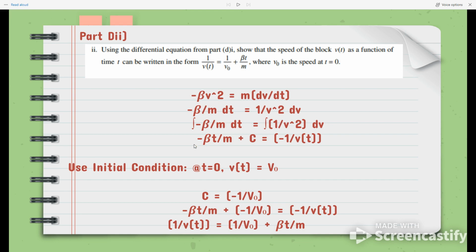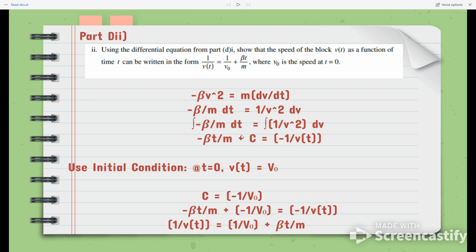We can now integrate both sides, and we result in negative beta t over m plus c equals negative 1 over v of t. Now we can use the initial condition given to us. At t equals 0, v of t is equal to v naught, or v sub 0. As a result, solving for c will get us c equals negative 1 over v naught, because plugging in 0 here will just result in 0 plus c equals negative 1 over v of 0.